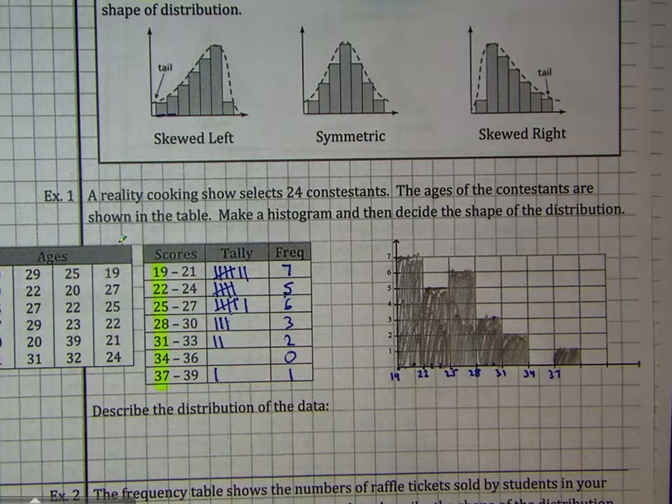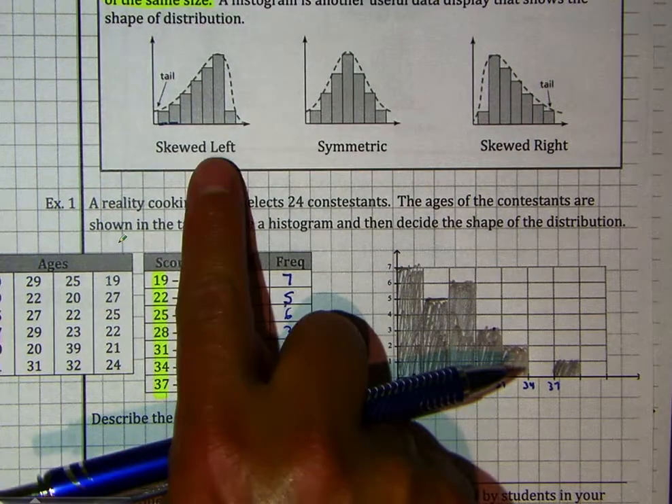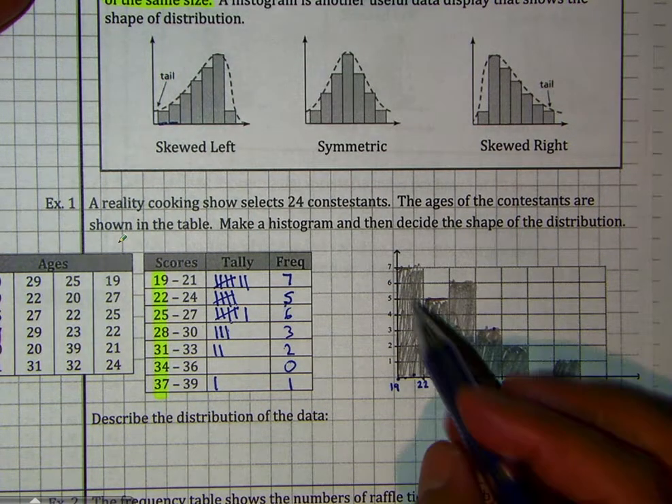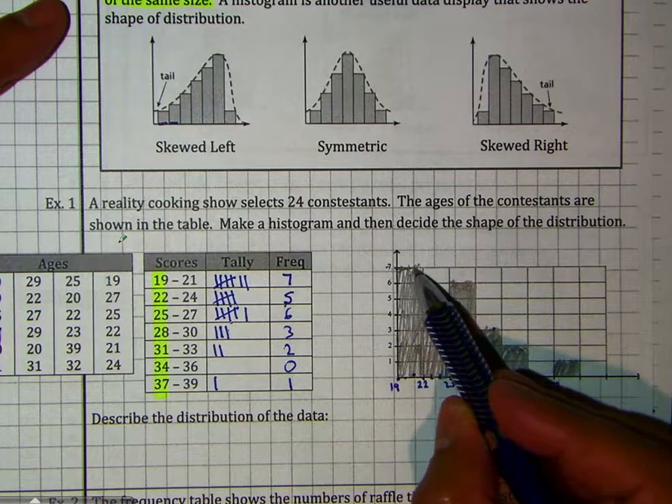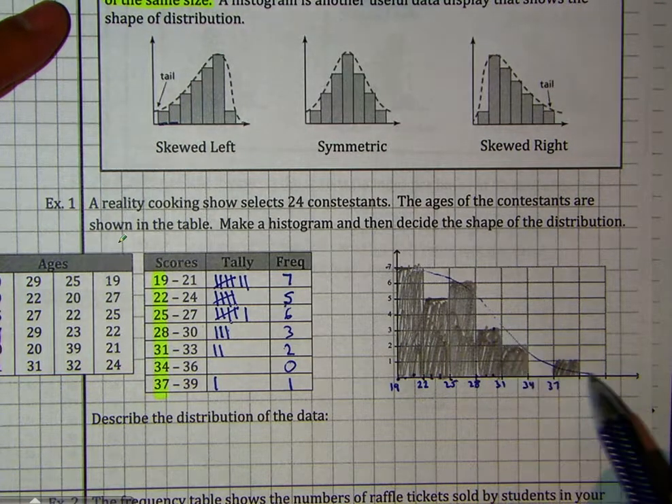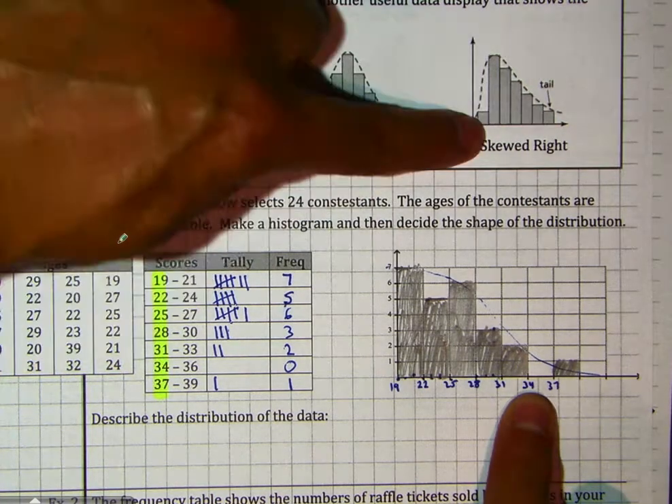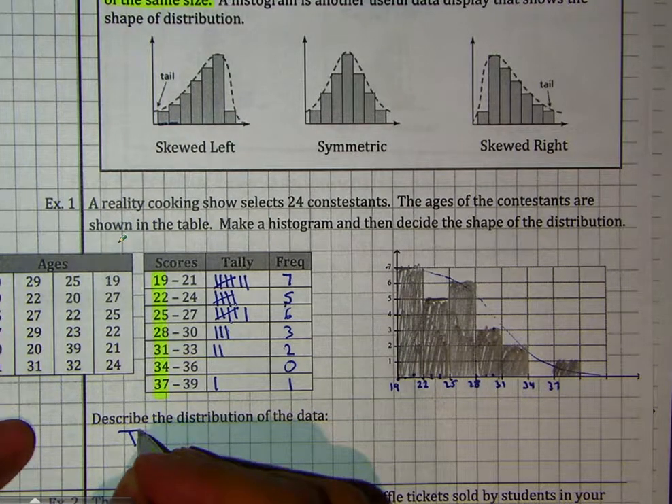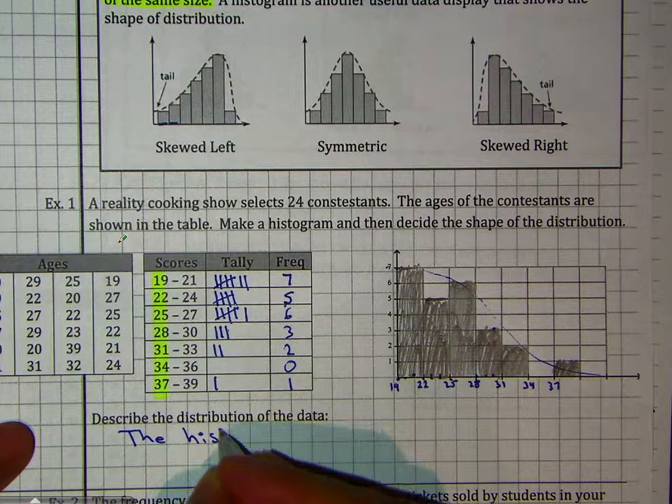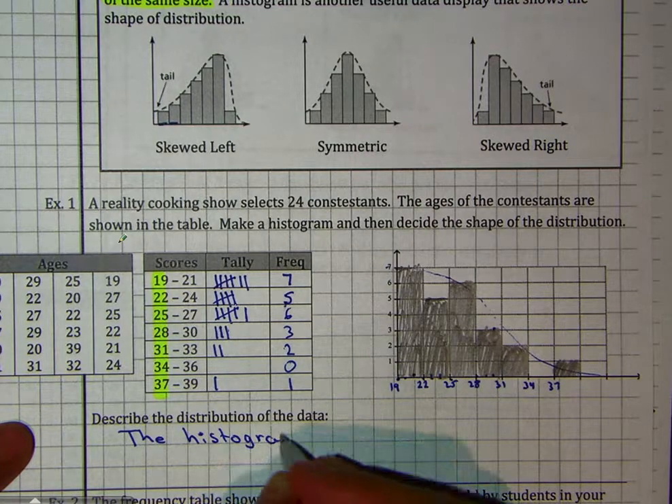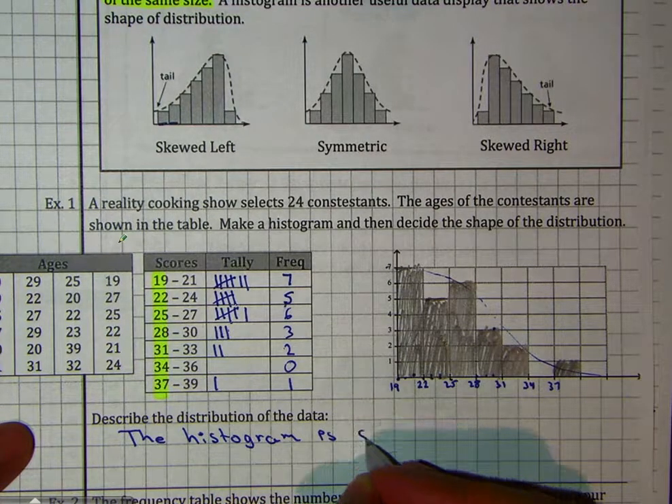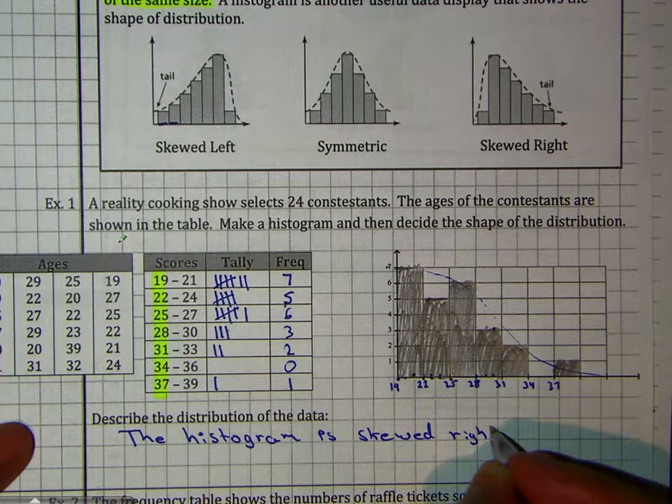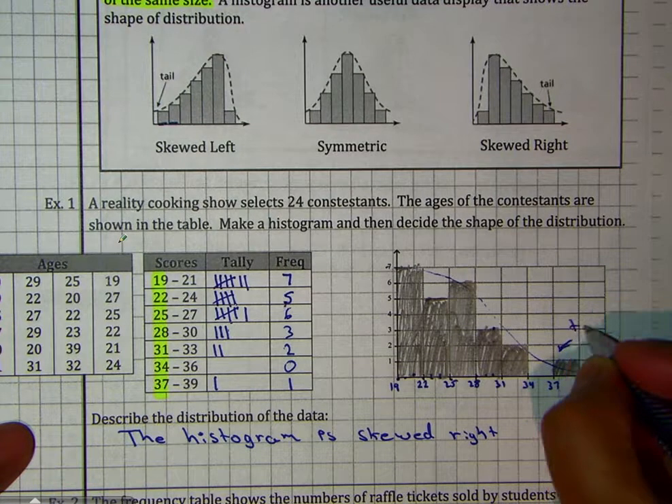So therefore, the distribution of the data is skew left, symmetric, or skew right. So notice that in this case, if we place a little shape over it, this will be skew right. So therefore, we can just say that the histogram is skewed right. That means that the tail is on the right.